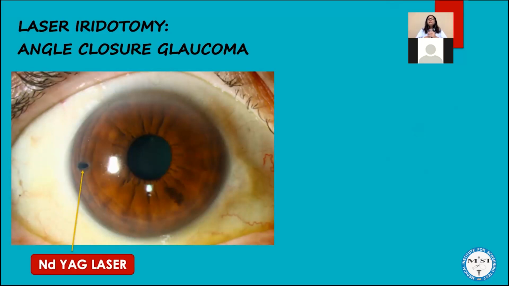Which laser is used? Nd:YAG laser is the laser which is used for iridotomy. Which are the type of patients in which this is done? This is done in angle closure glaucoma. We discussed that in angle closure glaucoma, pupil block can occur. So if the main opening is blocked in pupil block, the patient has another opening through which the aqueous can flow so that pressure remains normal. So this is the treatment for angle closure glaucoma, laser iridotomy.